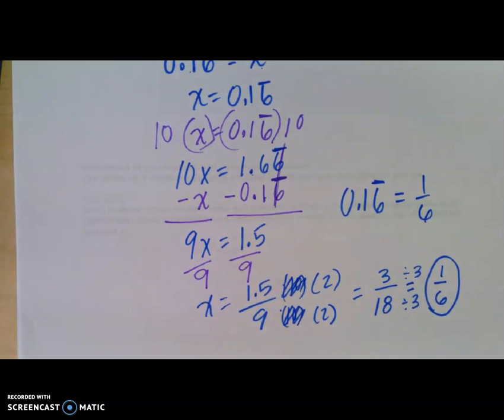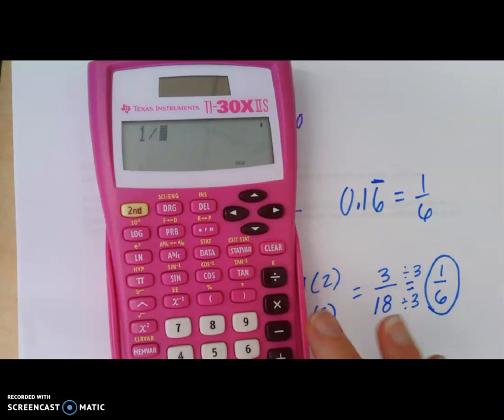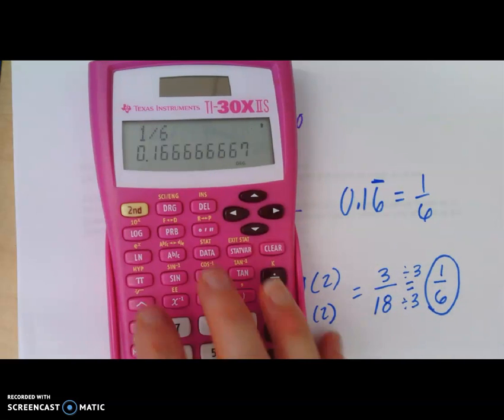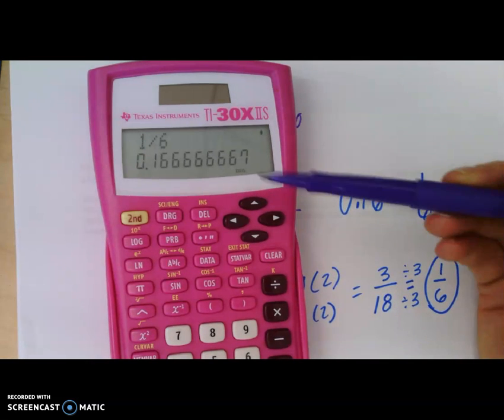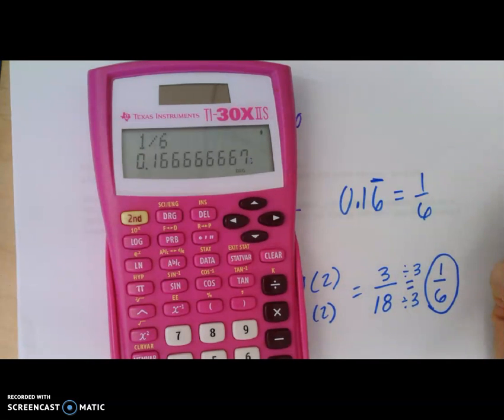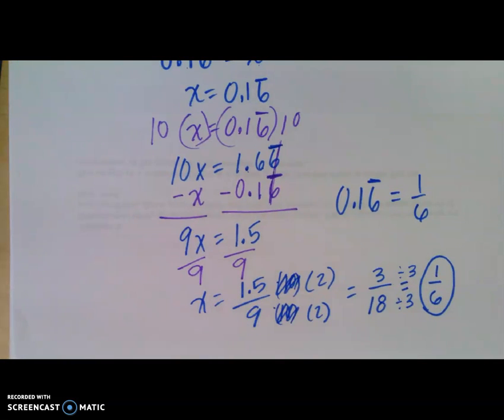And we can always grab our calculator and take a look. Well, what is 1 divided by 6? Oh my gosh, 0.1 and then the 6 is repeating. Remember your calculator rounds, that's why there's that 7 there. So we did a good job, you guys. Excellent. Okay, let's move on to the next slide.